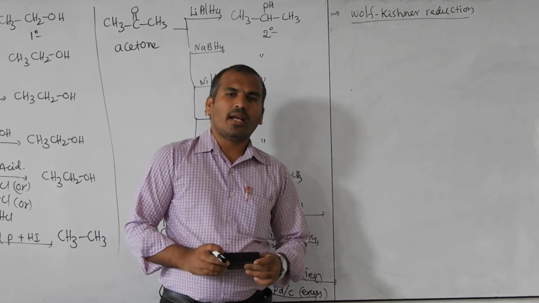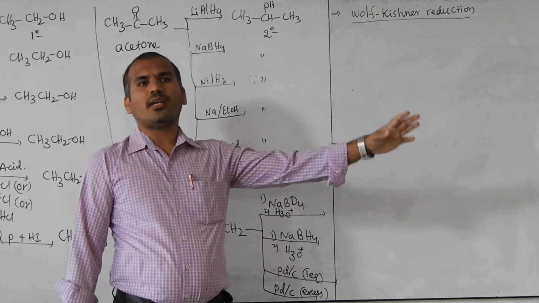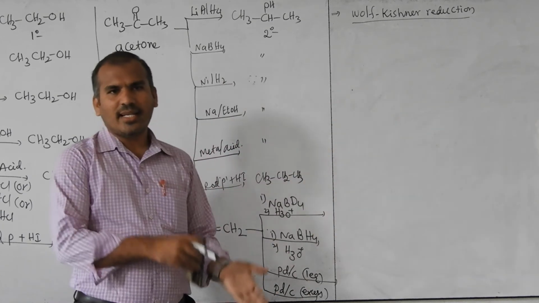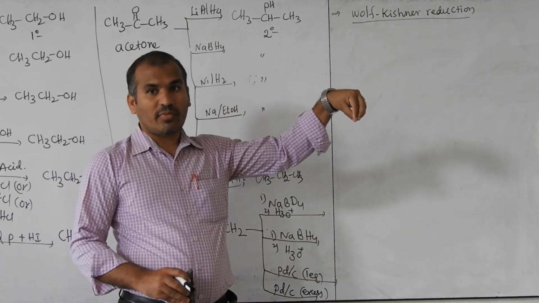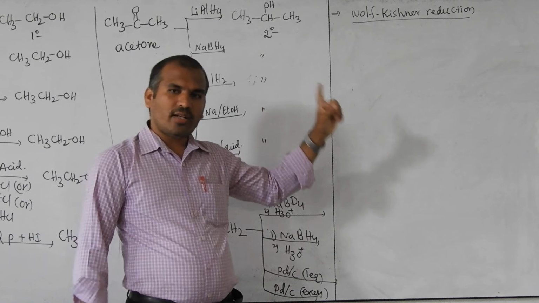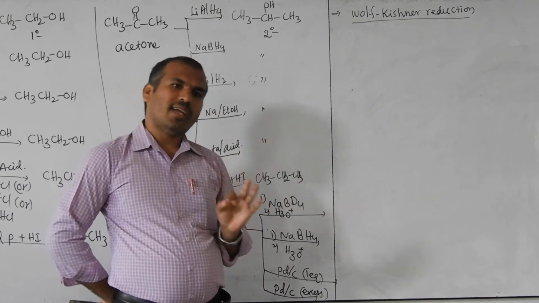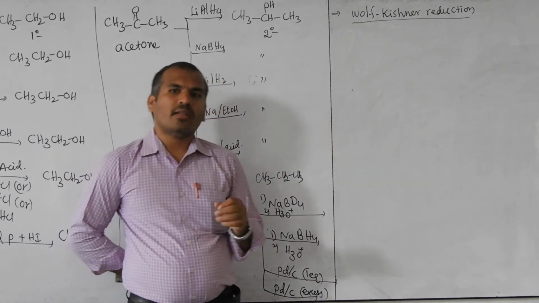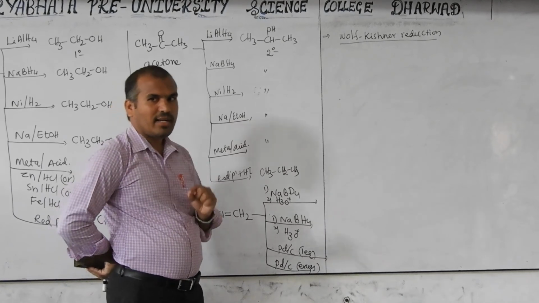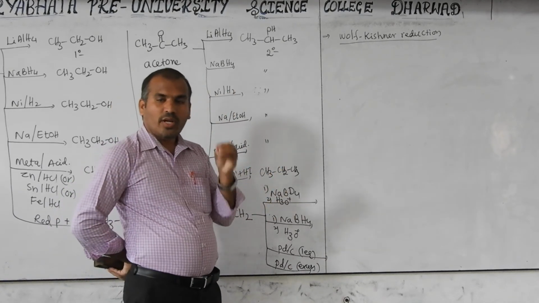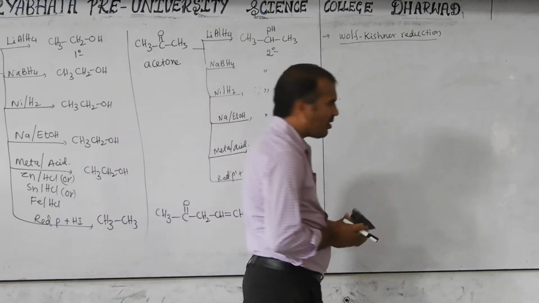Aldehyde or ketone reacts with which one? Hydrazine. Hydrazine is converted to which form? Hydrazone. These hydrazones are easily converted to alkane when you are heating with a base. A strong base is required, not a weak base. So hydrazones are converted to alkane in the presence of strong base at high temperature. Clear? And we use a solvent which has a high boiling point. Otherwise, the reaction will be harder to handle.